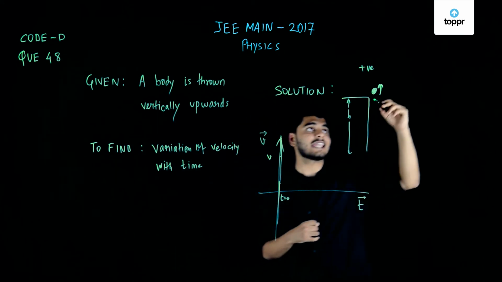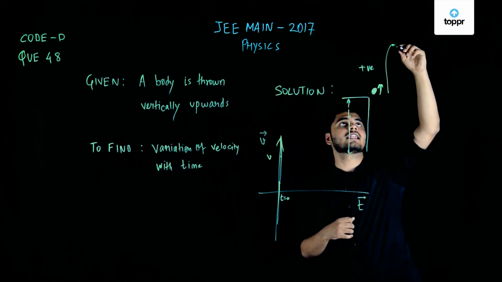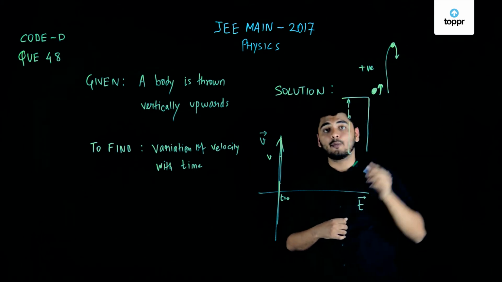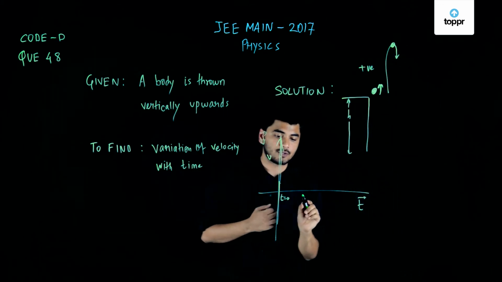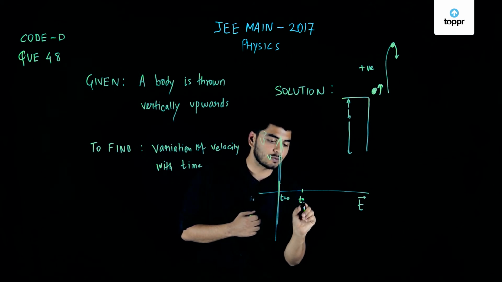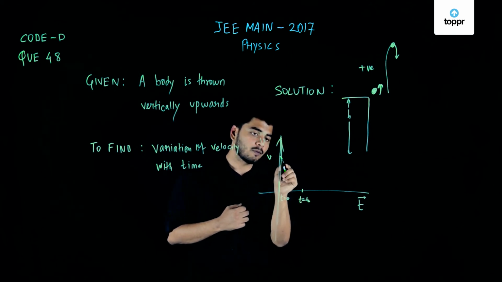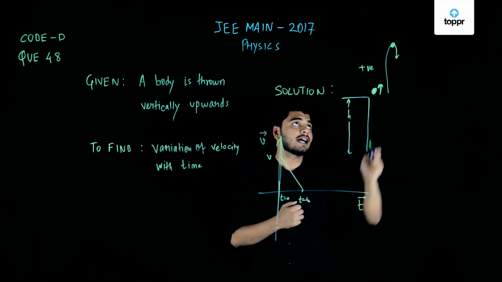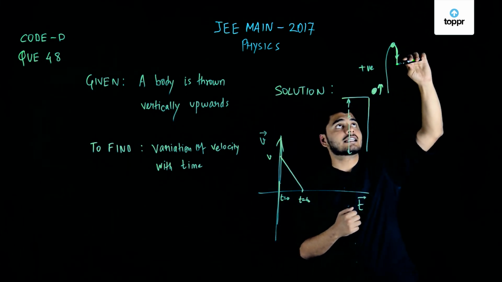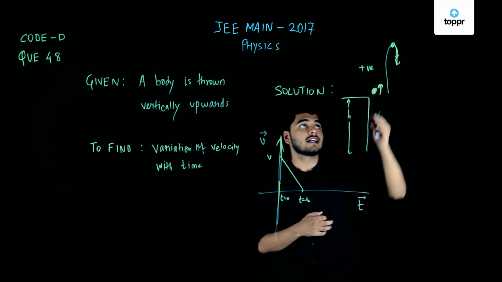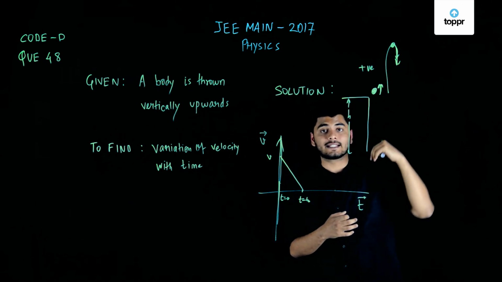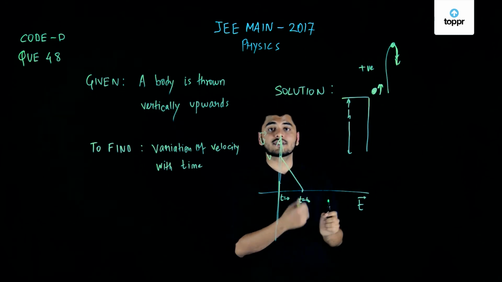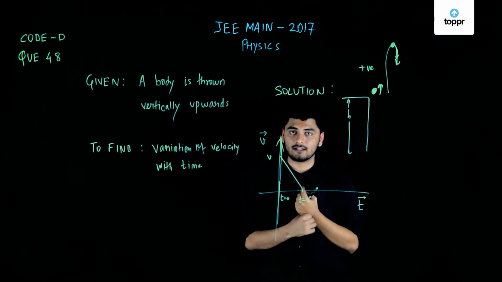Now there would come a time when this ball would reach its maximum height and it would start coming down. We know that at the maximum height, the ball comes to momentary rest. So at some time t equals t naught, the ball would attain zero velocity or zero speed. After that, its velocity would increase, but in the negative direction. So my velocity would start increasing again from 0, but in the negative direction.